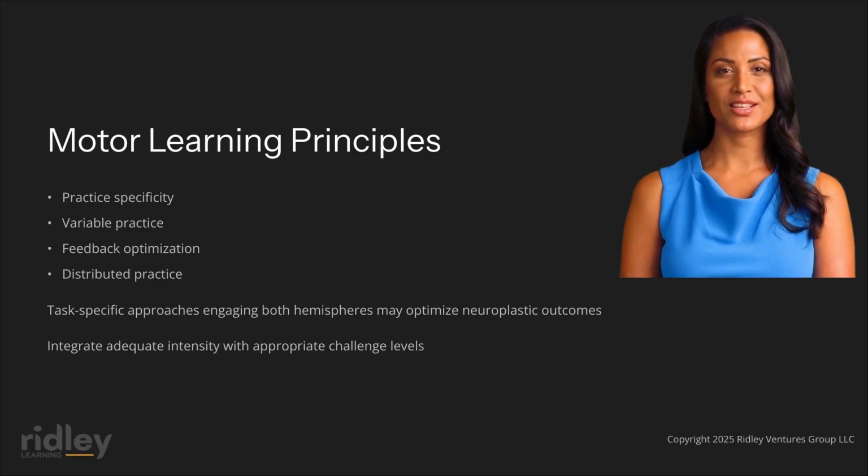Task-specific training approaches that engage both hemispheres through bilateral activities or targeted unilateral practice may optimize neuroplastic outcomes by leveraging the compensatory and facilitatory roles of intact cortical regions.